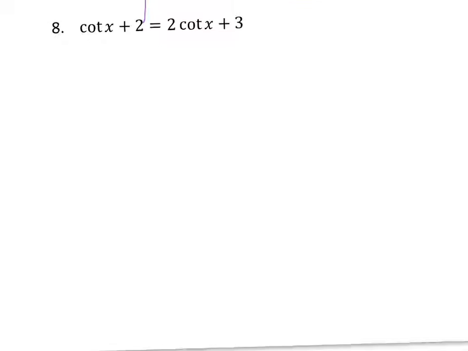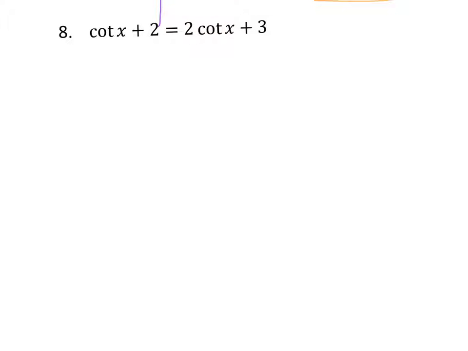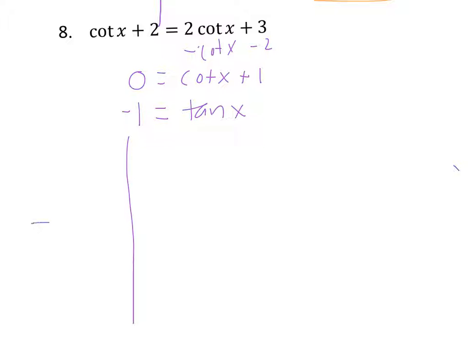And last but not least, I'm going to move everything to one side of the equation. I'm going to subtract cotangent here. I'm going to subtract 2 here. So I have 0 is equal to, now I'm just left with 1 cotangent x plus 1. So I'm actually going to move that over. And I'm going to rewrite this as tangent x. Negative 1 reciprocal is still negative 1. So I'm looking for all my answers. Tangent negative 1. So this is all sad turtles cry.